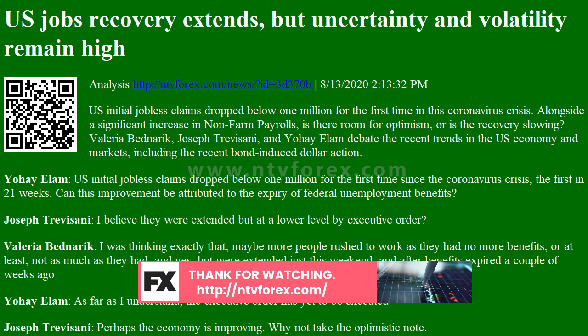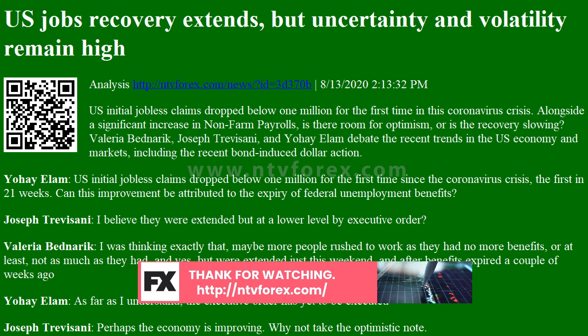Joseph Trevisani: This week's improvement in claims was 20%, a nice round number, well, 19.1%. Valeria Bednarik: Still, the US needs to recover some 50% of the jobs lost in March and April, right? Yohai Elam: 58%. 42% were restored. Joseph Trevisani: Yes, 42% back so far. Tomorrow's retail sales are forecasted to drop sharply. I have my doubts.